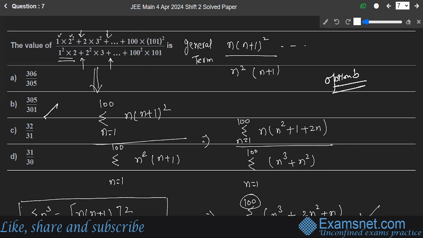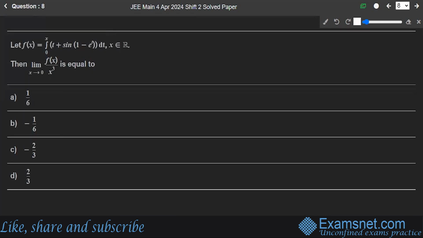Hope you got that. Let's move to the next question then. Question number 8. Let f(x) be given by this integral where x belongs to the real numbers, then limit f(x) upon x^3 is equal to.